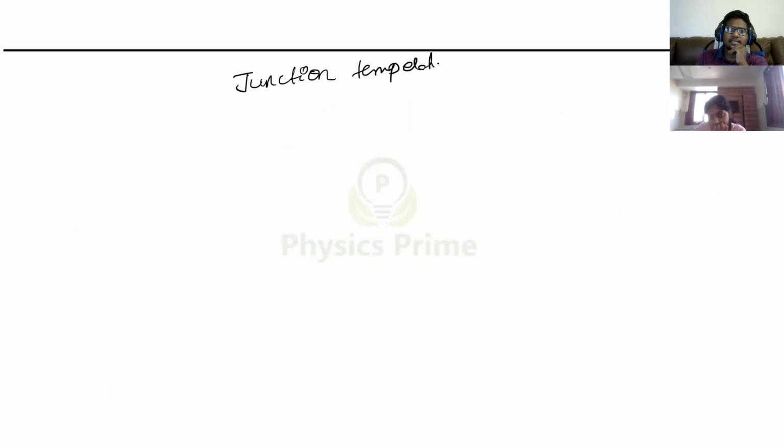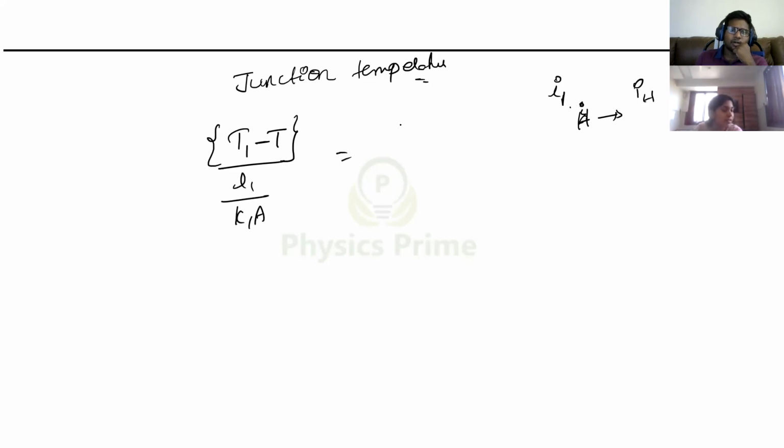One thing, they are in series, right? When resistors are in series, current will be same through both the resistors. Here heat current will be same throughout both the resistors. Okay, what is the current in the first resistor? Current is delta V by R, right? Delta V is what? Here T1 minus junction temperature T, the temperature difference, divided by R1, which is L1 by K1A, should be equal to T minus T2 divided by L2 by K2A.